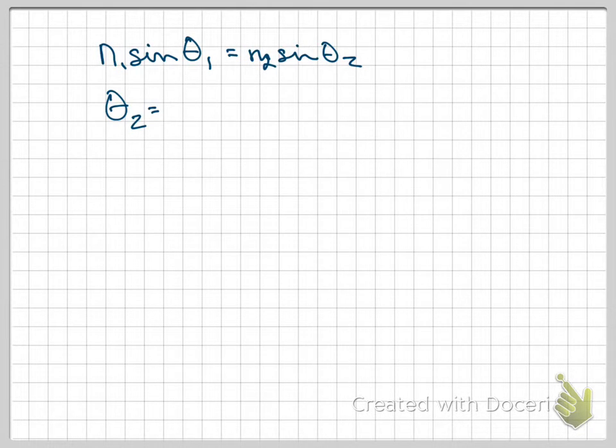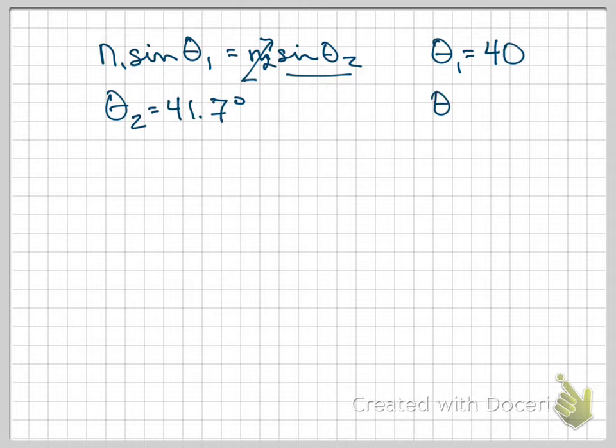So if I do that, again, 1.33 sine of 30 degrees equals n2 sine theta 2. This is 1. If I solve for theta 2, I do the inverse sine, and I get 41.7 degrees. So let's try theta 1 equal to, what did we just do, 30 degrees? Let's try 40 degrees and then 50 degrees, and we'll see what theta 2 is.